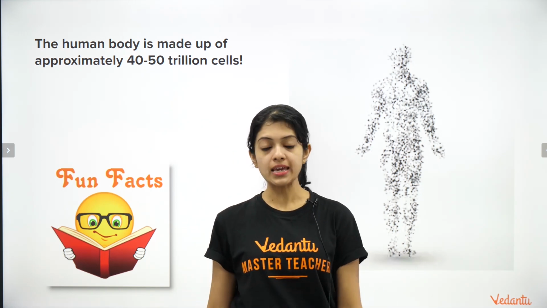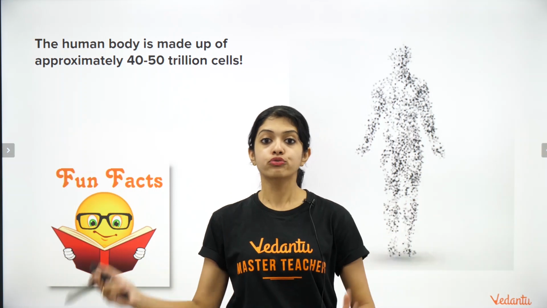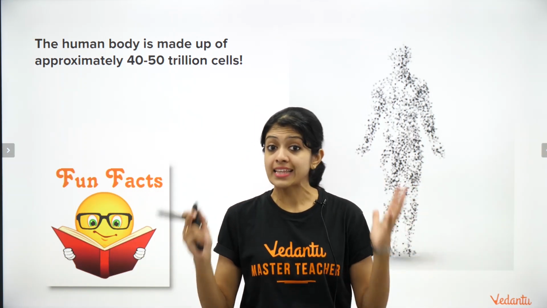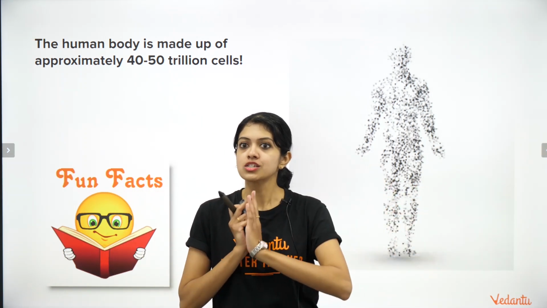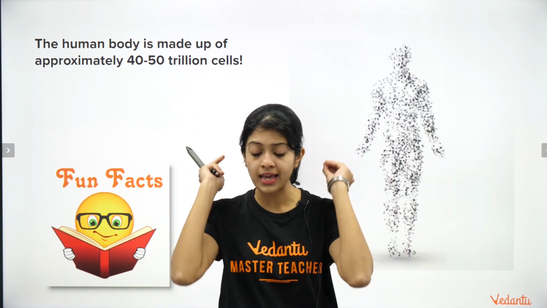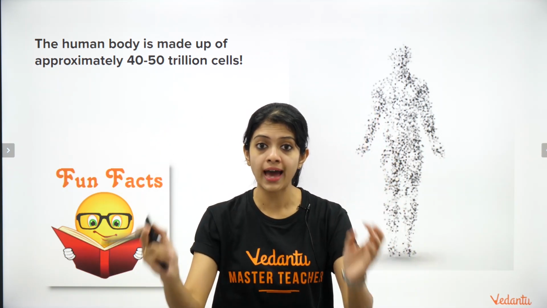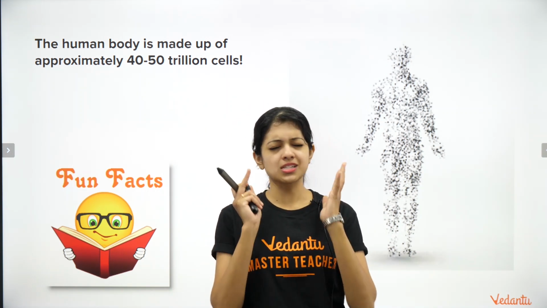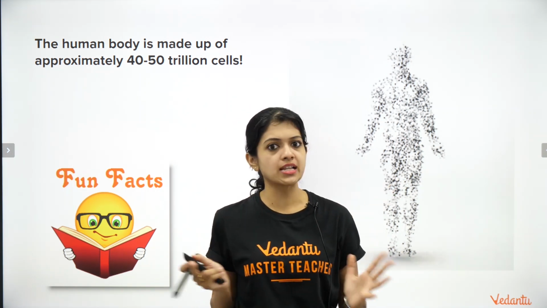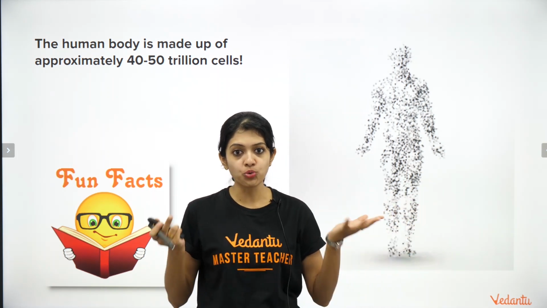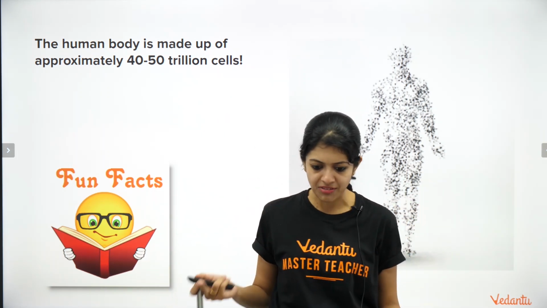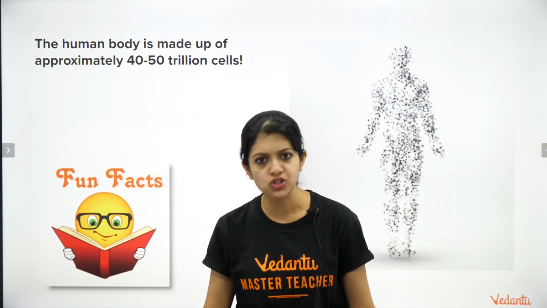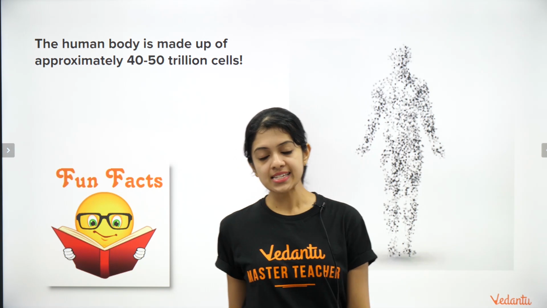And the human body is supposed to be made up of around 40 to 50 trillion cells. Wow, that is so much. And to imagine that we came to that from one single zygotic cell is just amazing. Imagine the extent of cell division that our body would have gone through, right? So many rounds of cell division, so many mitotic divisions would have led to what we are today, right?